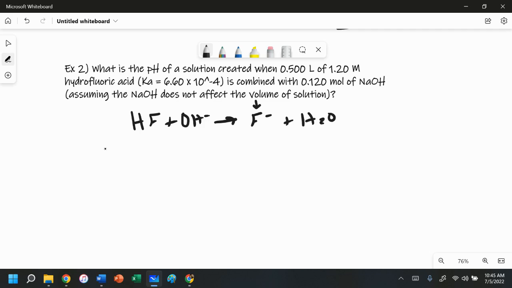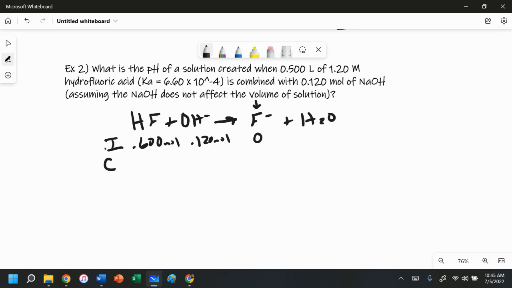Again, we need to determine which substance is in excess and which substance is limiting. From the previous problem, we learned that if we multiply the molarity times the volume, we can get the moles of our acid. So our moles of acid are 0.600 moles of acid, and that's 0.5 liters times 1.2 molar. Our base, we're already given the moles. We have 0.120 moles of our strong base. We don't have any conjugate base initially, so I have 0 moles of conjugate base initially, and water is not going to affect this problem, so I'm going to ignore water.